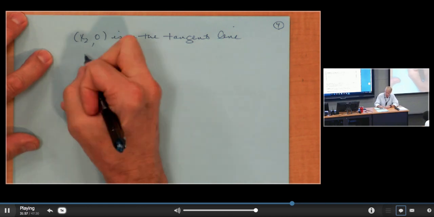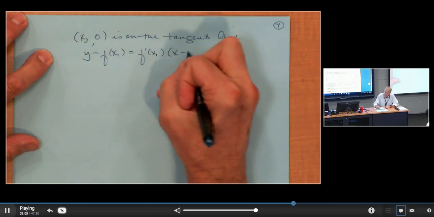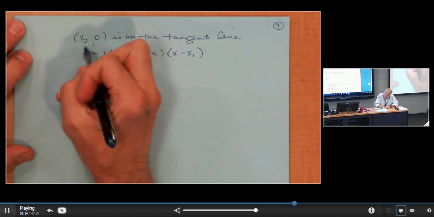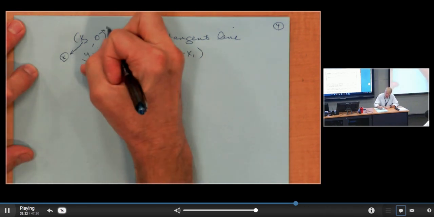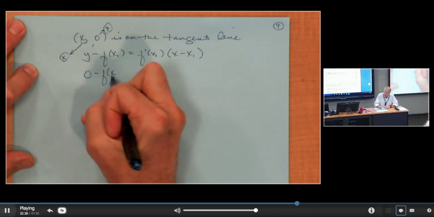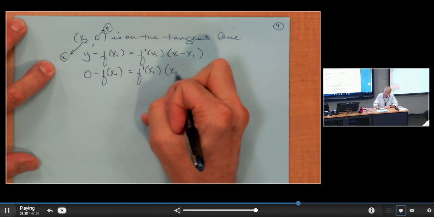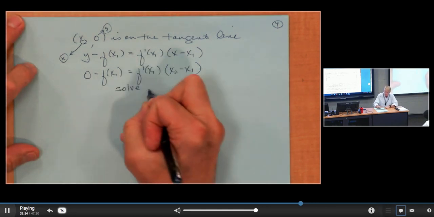So it must work in the equation. So I can put that new point in: for x2, I'm going to plug it in for x, and 0, I'm going to plug in for y, and let's see what we get. So for y, we're going to plug in 0, and for x, we're going to plug in x2. Now what I would like for us to do is solve this for x2. If we start with the line that's tangent to the curve at x1, let's solve for x2. Nico.